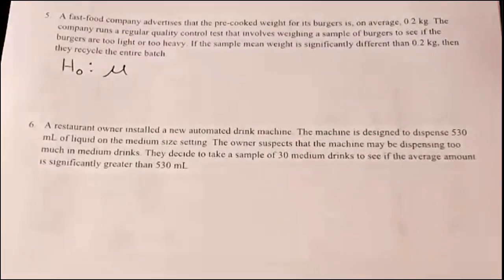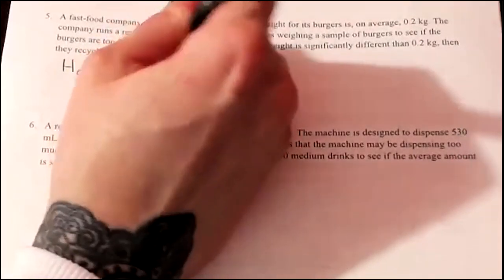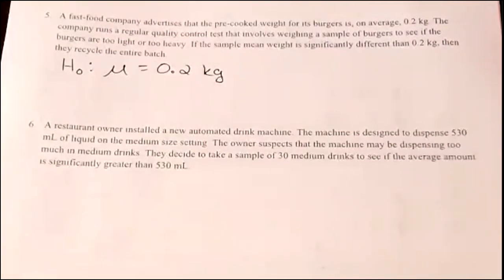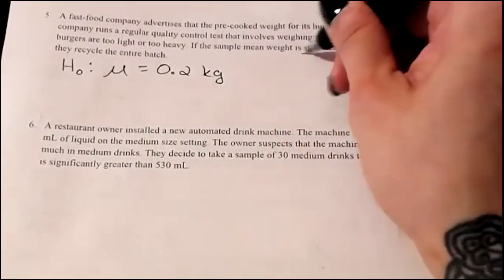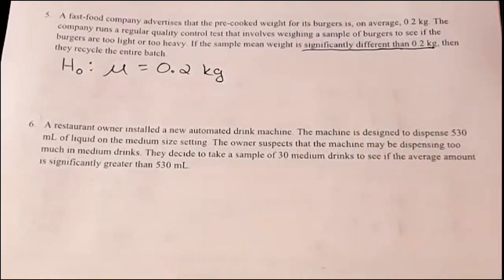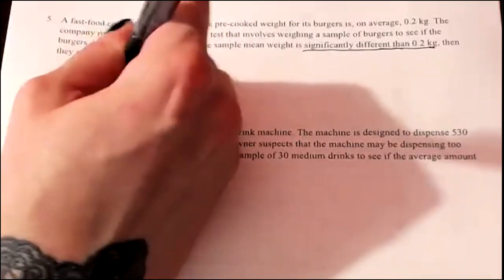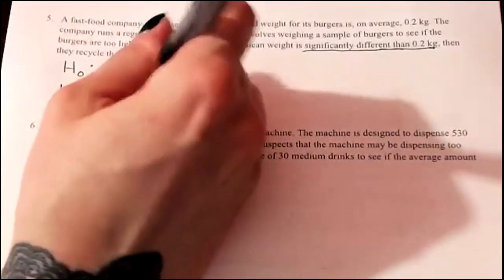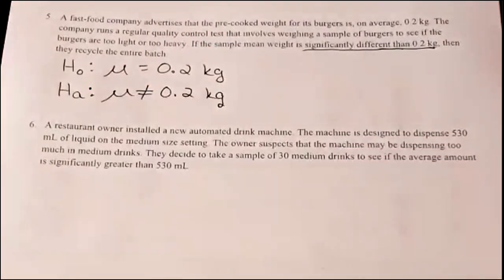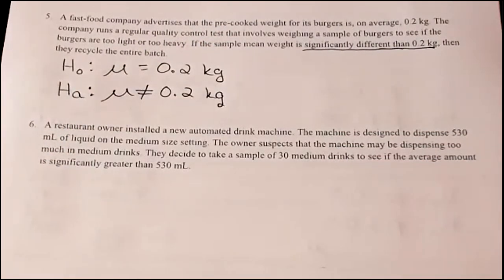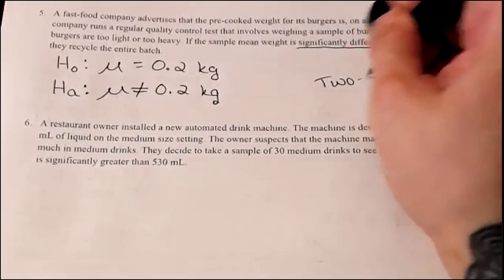You should have for your null hypothesis, the business as usual hypothesis, that the mean, notice it said average, right? It's on average 0.2 kilograms. So the mean is 0.2 kilograms. We are determining if the sample weight is significantly different than 0.2. So significantly different means that it could be greater or lesser, but the point is it's not equal to 0.2. So you have equal to and then not equal to. So here's our two-tailed test.